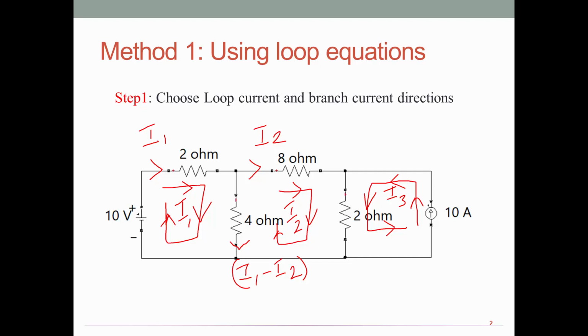Coming to 2 ohm resistor, again 2 loop currents are flowing here. One is I2, another one I3. Now both I2 as well as I3 acting in the same direction, sum of these two, that is I2 plus I3, is the branch current here.